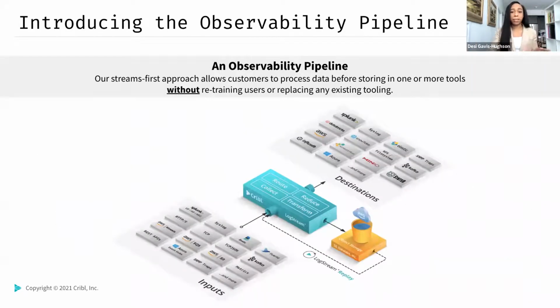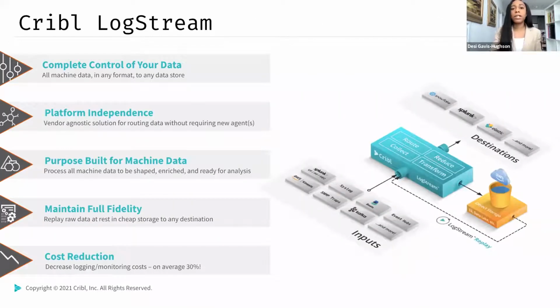An observability pipeline solves all of these problems. And what our flagship product, Cribl LogStream, does is it helps teams implement an observability pipeline without replacing any existing tooling or having to train any users. So Cribl LogStream is going to enable customers to choose what data they want to keep, in what format, and in which data store, all while providing you with the assurance that you can also choose to delay any or all of those decisions with a full fidelity copy and low cost storage.